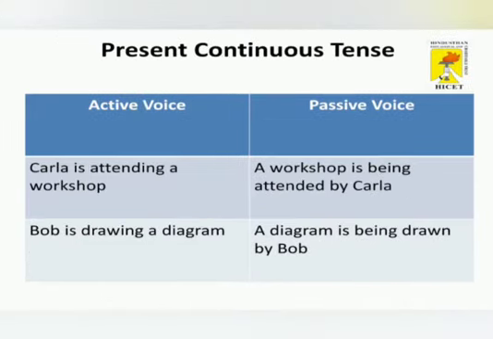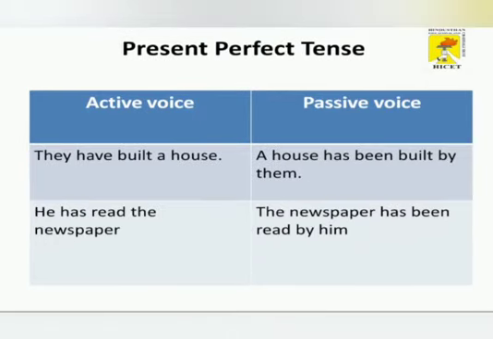To form passive in present continuous, after interchanging the subject and object, add is, am, are plus being plus past participle form of the verb. Like, Carla is attending a workshop, a workshop is being attended by Carla. Bob is drawing a diagram, a diagram is being drawn by Bob. Next, in present perfect form, the passive form remains like has or have been plus V3 form of verb. Like, they have built a house, a house has been built by them. He has read the newspaper, the newspaper has been read by him.